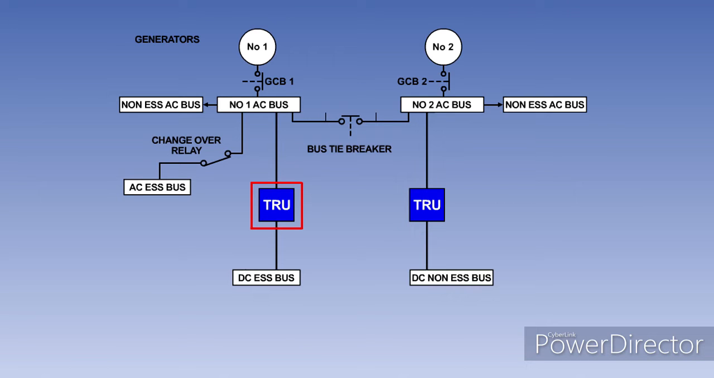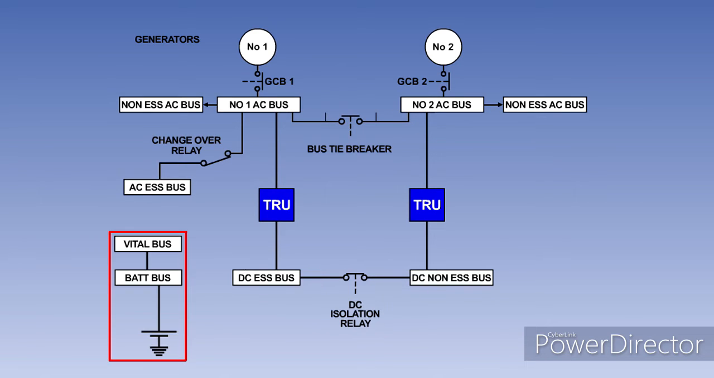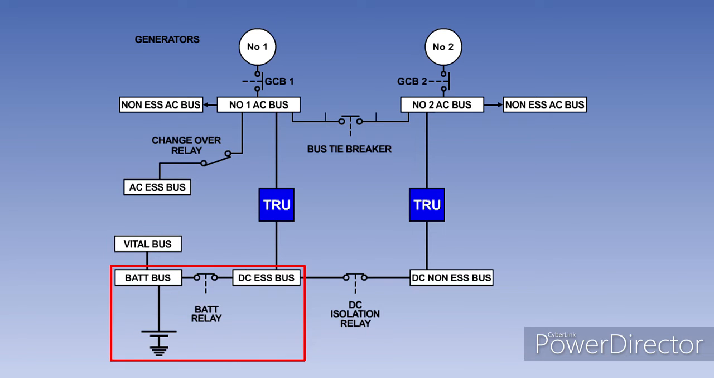The essential DC bus bar is supplied with 28 volts DC by a TRU connected to number 1 AC bus bar. These two bus bars are connected together through the normally closed DC isolation relay. The 24-volt aircraft battery is directly connected to the battery bus bar, which in turn is directly connected to the vital or hot DC bus bar. The battery is connected to the essential DC bus bar by the normally closed battery relay.